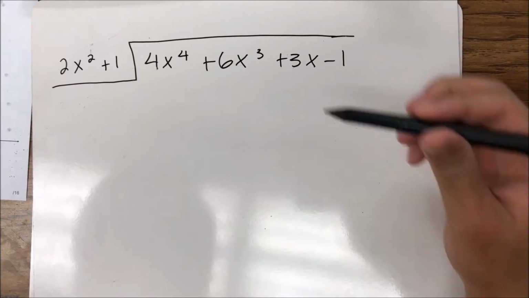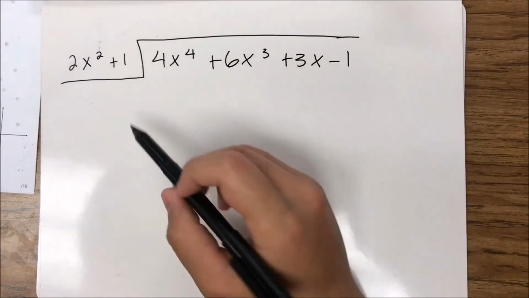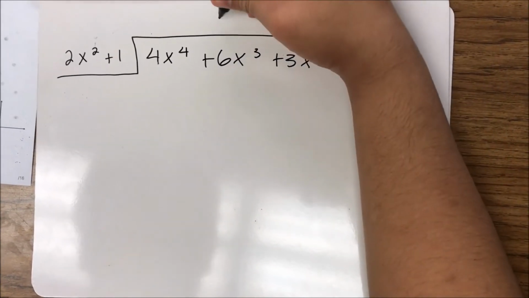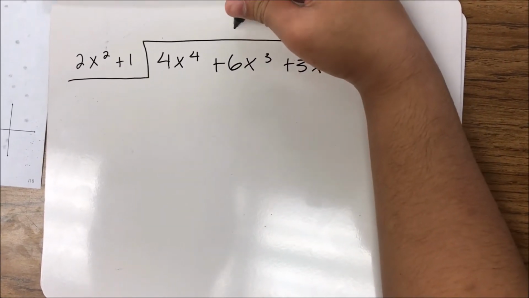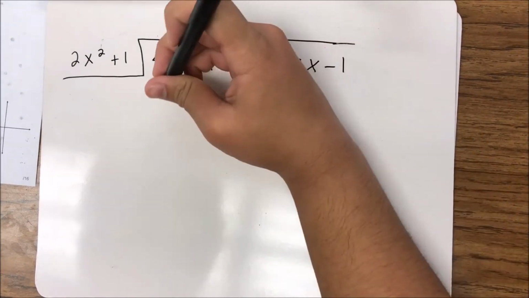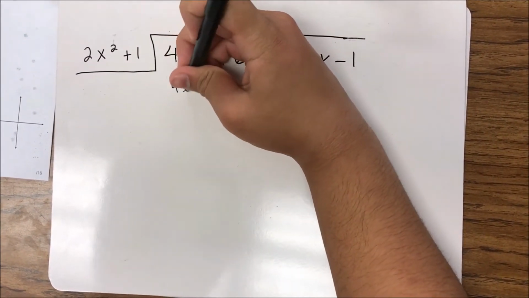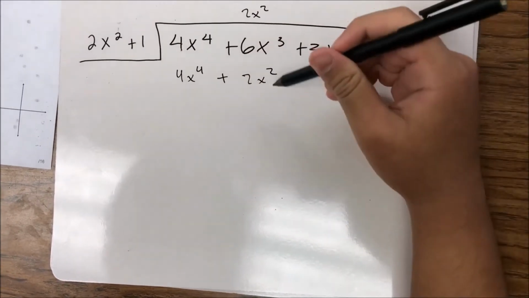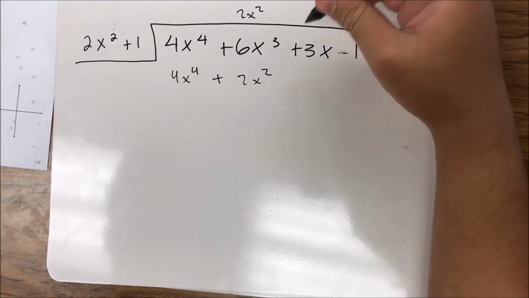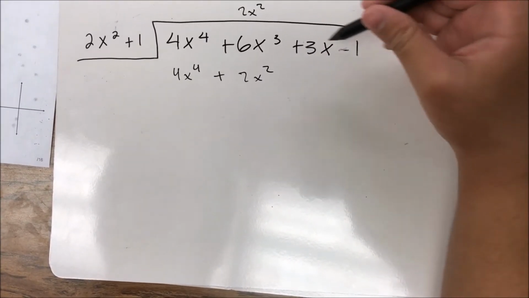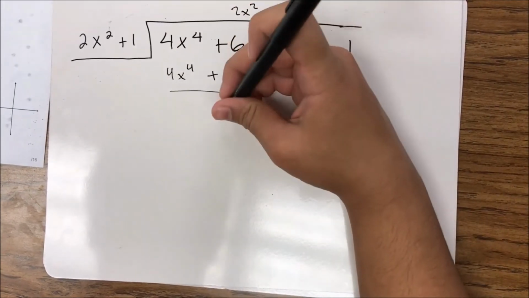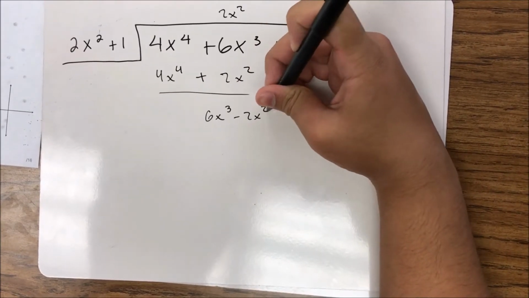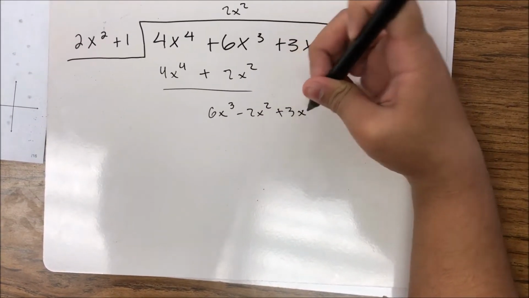Alright, so to start this problem, you would have to start in the next column because you can't multiply 2x squared plus 1 with 4x to the 4th, so you start in the next column. So you would have to multiply with 2x squared, which would equal 4x to the power of 4 plus 2x squared. Since there's no power of 2, there would be a substitute, which would be 0x squared. So when you solve it, it would go 6x to the power of 3 minus 2x squared plus 3x minus 1.